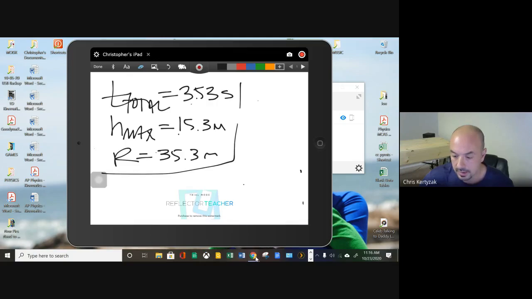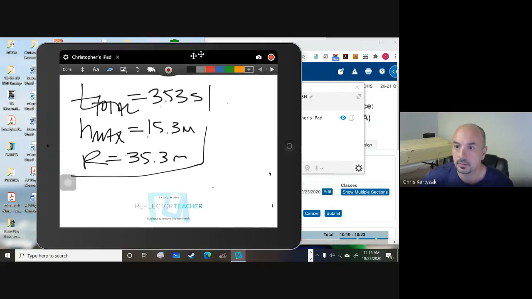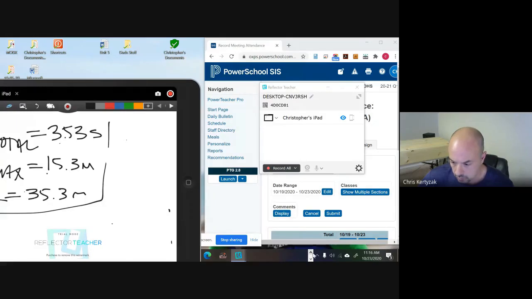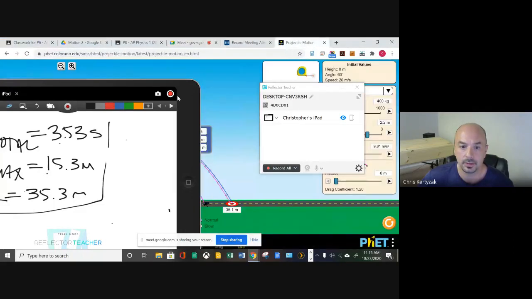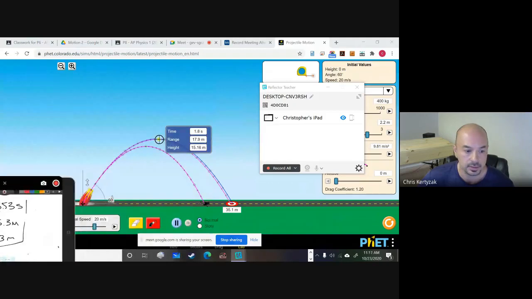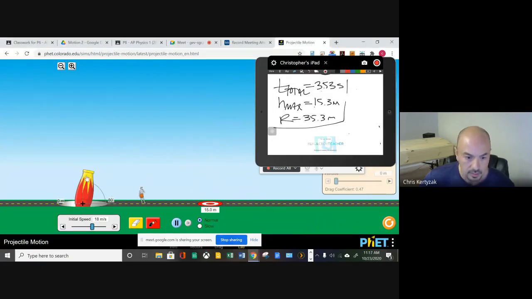My hope is to just show you that it literally takes about 30 seconds. Give me a second just to move this. There it is. So here's projectile motion. Now I will just shrink this down and clear all this out. We're launching it at a 60-degree angle at a speed of 20 meters per second. Our predicted landing spot was 35.3.